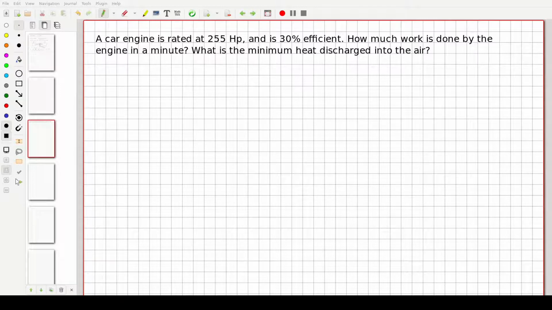Now, we're also given here that our engine is 255 horsepower. So that's a power rating.